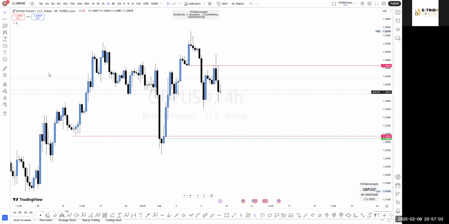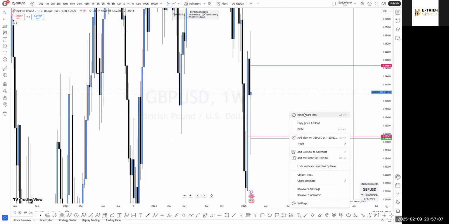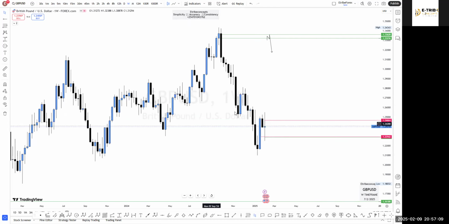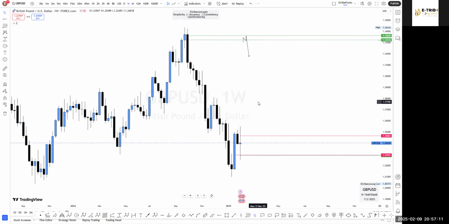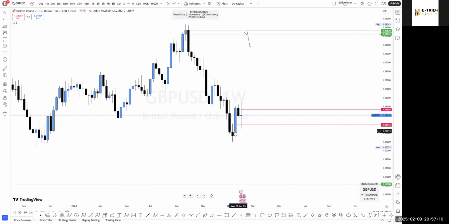So as far as I'm concerned, even if you look at the weekly levels, you can still see that we are very, very bearish. So let's wait for the market to open tomorrow, and then we'll be able to get the day trading opportunities.